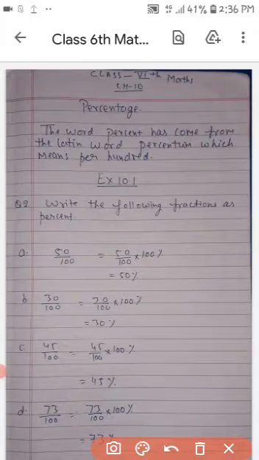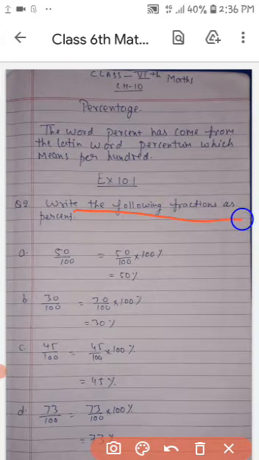Today we start our chapter 10, percentage. The word percent has come from the Latin word percentum, which means per 100. Okay, children, now let us start exercise 10.1. Write the following fractions as a percent.